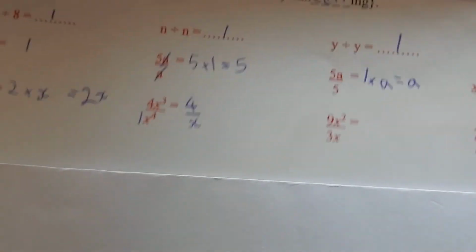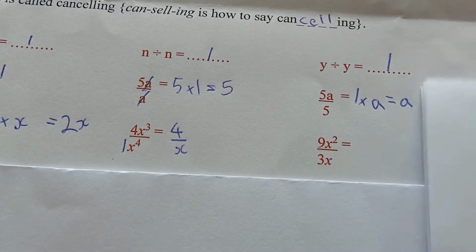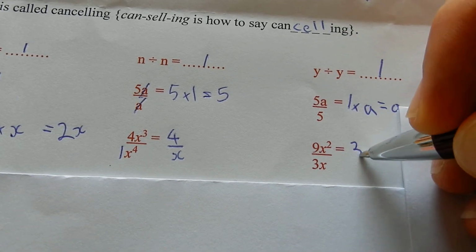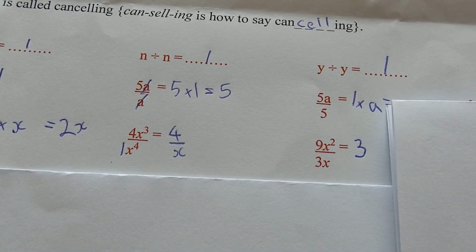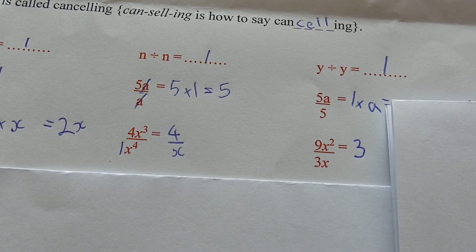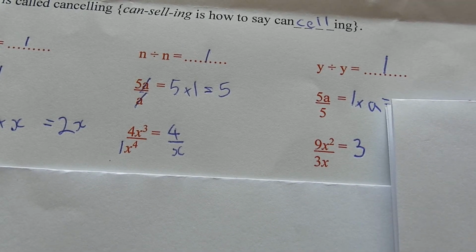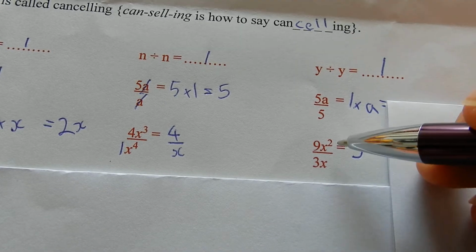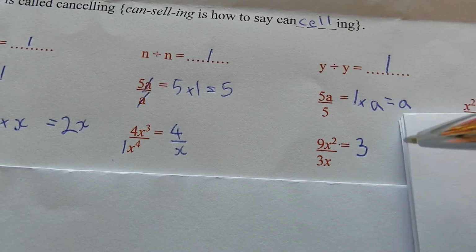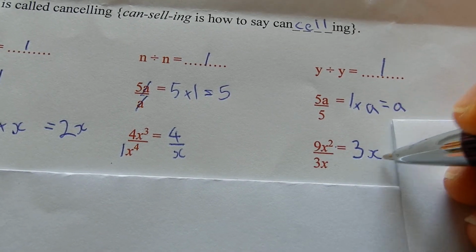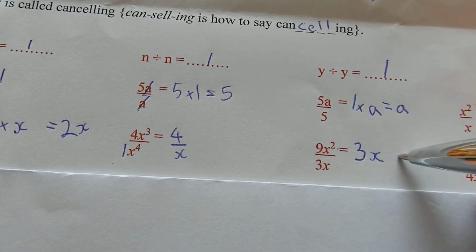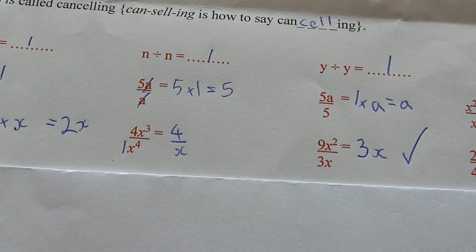Next one. 9 divided by 3. So you do the numbers and then you do the letters. 9 divided by 3 is 3. 9 oranges divided by 3 people. You get 3 each. Now there's 1 more x on the top, x times x, than there is on the bottom. So the answer has got 1 more on the top than there is on the bottom. This is all called cancelling, it's called simplifying, it's all part of algebra.